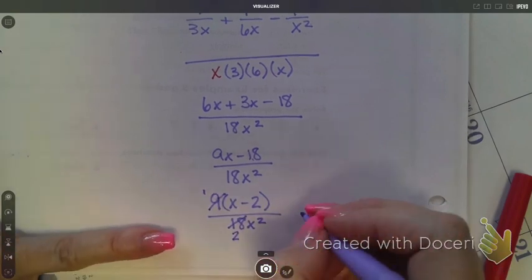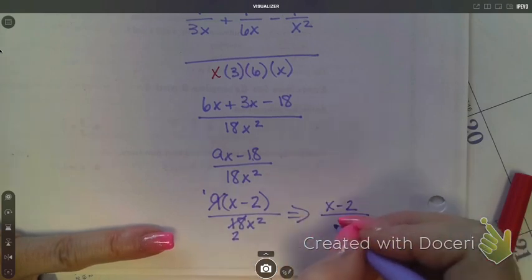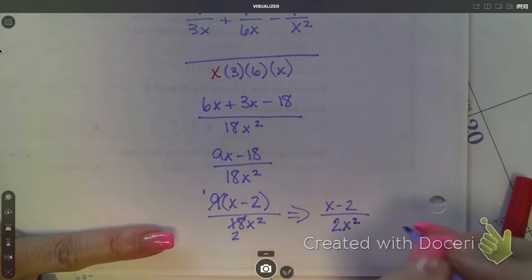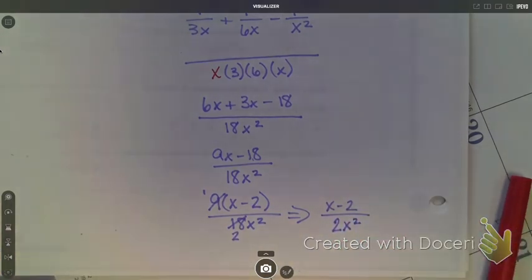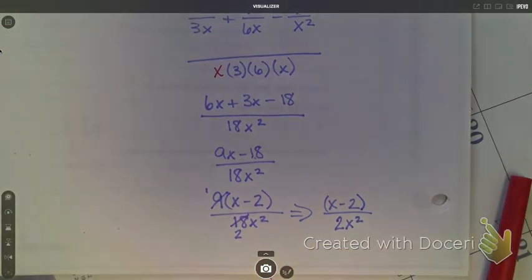So I have x minus 2 over 2x squared. Can you factor a 2 out of this? Can you factor a 2 out of that? No. Nope. So if you can't factor it, can you reduce it? No. Okay, I'm done with you.